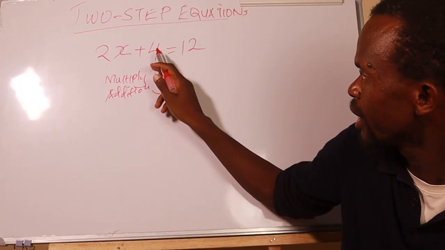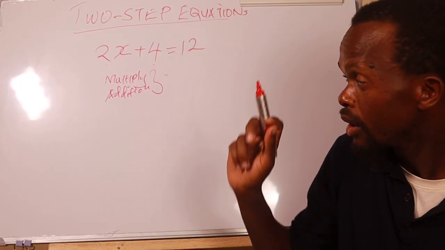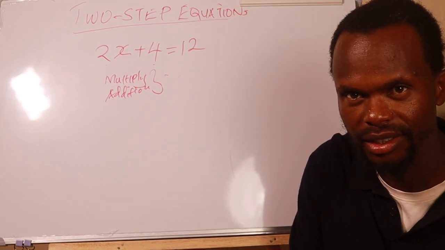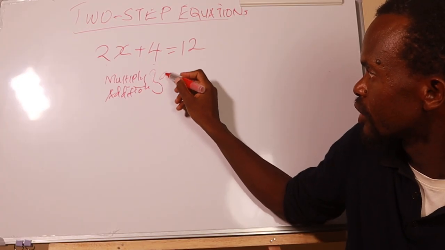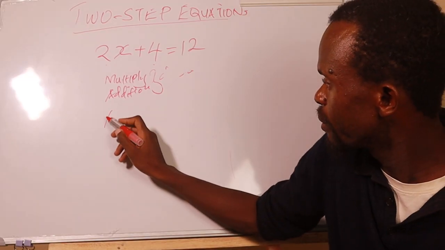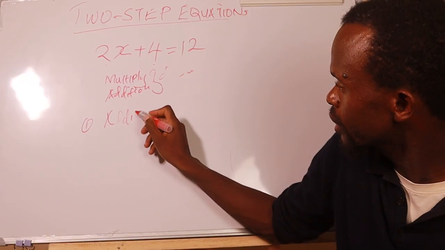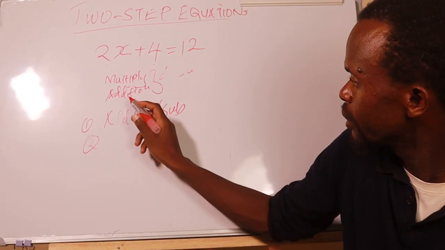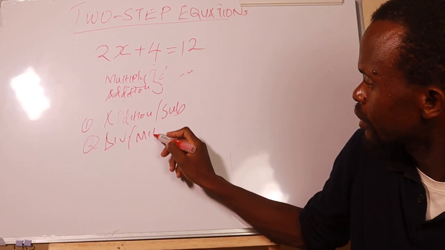So for example, in our equation we have 2x plus 4 is equal to 12. So the very first thing we have to undo is the addition first. We normally start, in step 1, by dealing with the addition and subtraction, and then in the second step we deal with multiplication or division.